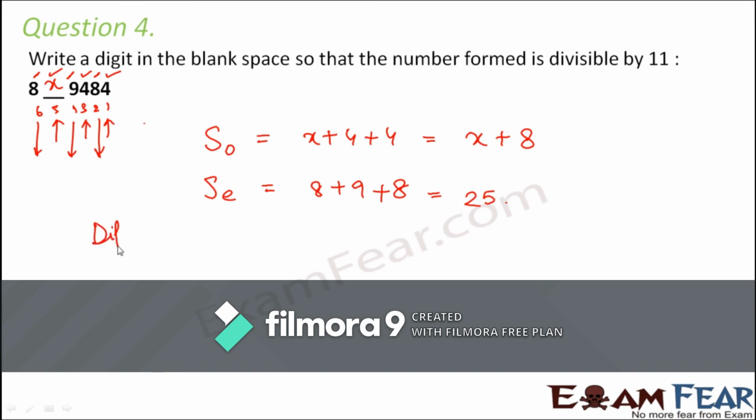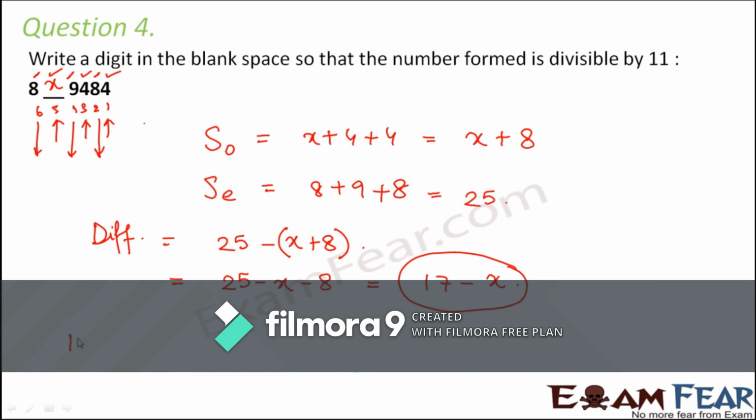Now let us try to find out their difference. The difference would be 25 minus x plus 8. So this would be 25 minus x minus 8, which is equal to 17 minus x. So this is the difference. Now, what do we know as per the rule? If this difference is either 0 or it is divisible by 11, only then the number will be divisible by 11. So let us assume the first case, that this is equal to 0.